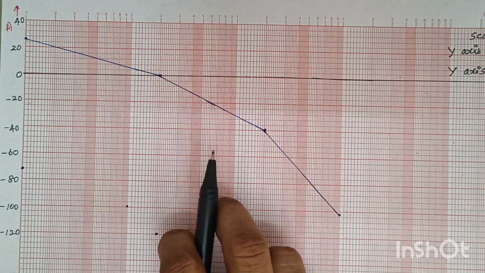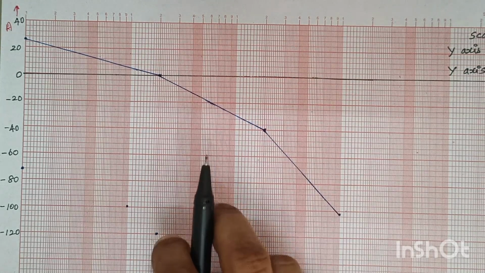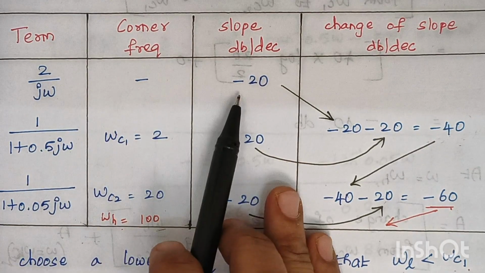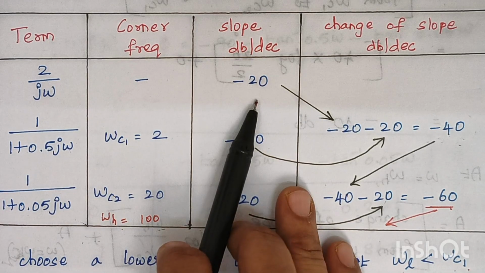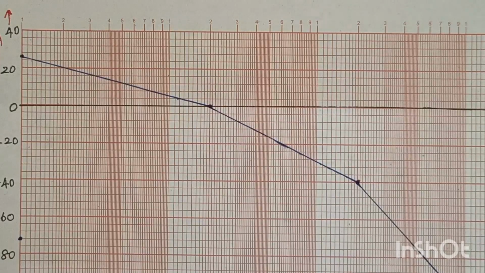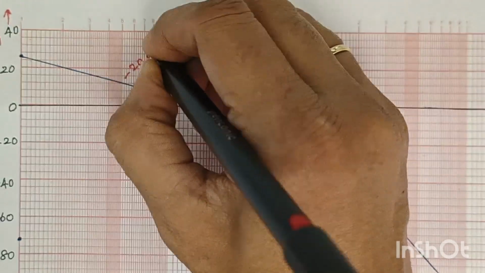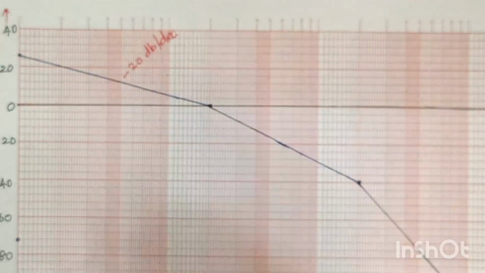Now we are going to write the slope for these different values of straight lines. So here how to write the slope? Again we have to look back at our table. So here what is the first value of slope? We have to start from here. It is minus 20, right? So here this is our minus 20. So minus 20 decibel per decade, right?